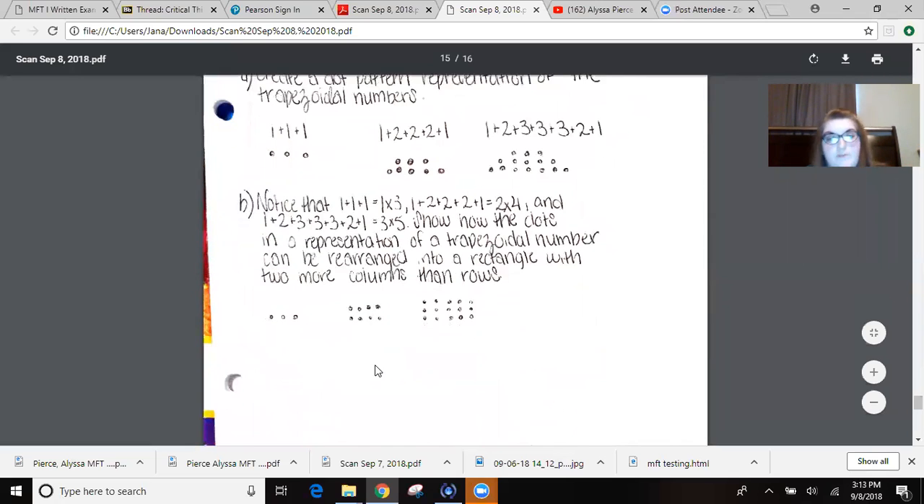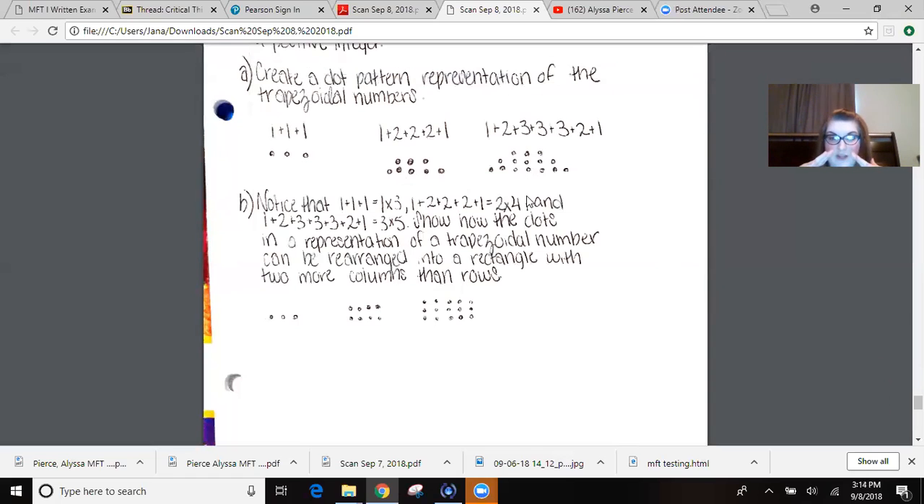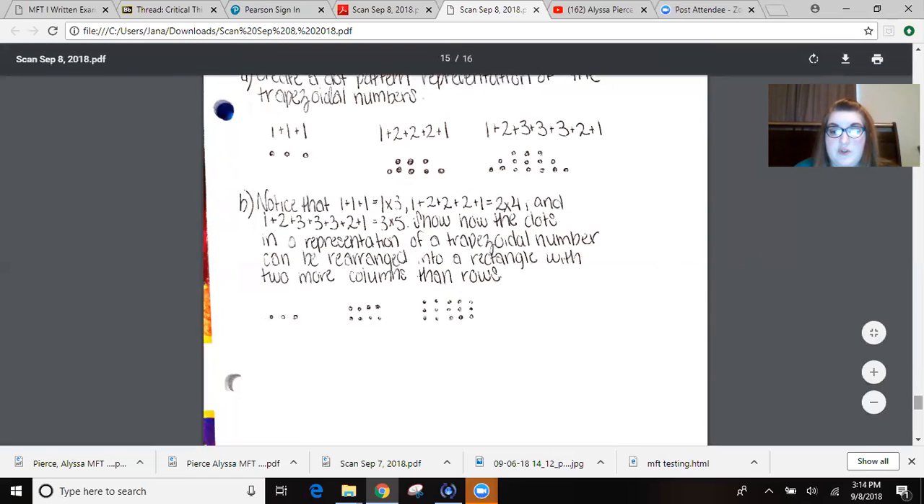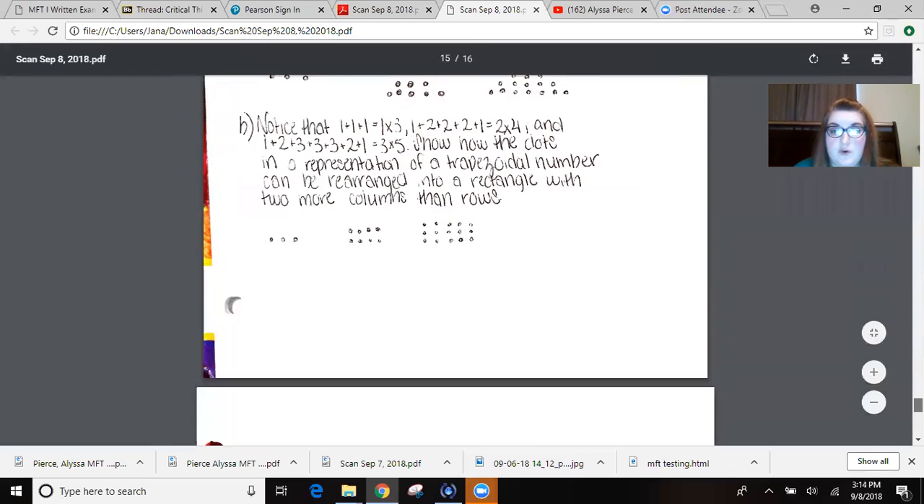1 plus 1 plus 1, there's 3 dots, very simple. 1 plus 2 plus 2 plus 2 plus 1, and then 1 plus 2 plus 3 plus 3 plus 3 plus 2 plus 1. So all those are represented by kind of like a triangle type shape. Now, I want you to notice that 1 plus 1 plus 1 is 1 times 3, 1 plus 2 plus 2 plus 2 plus 1 is 2 times 4, and so on.